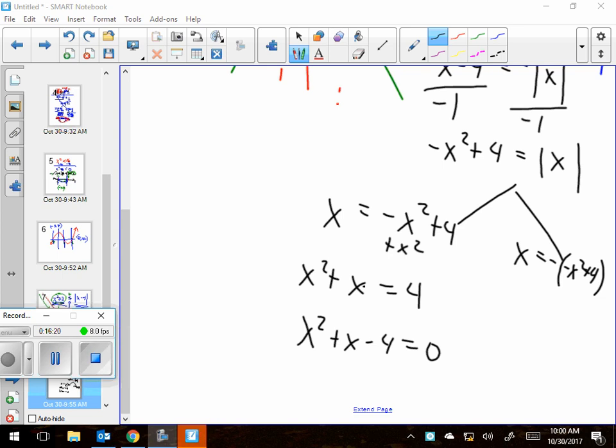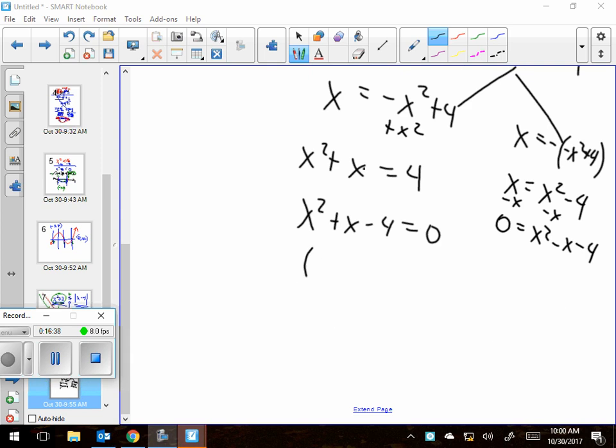And then over here, I have x equals x squared minus 4. So in this case, I'll say 0 equals, I'm going to subtract x from both sides. X squared minus x minus 4. If you can factor it, you should. How do I factor that 4 so that I'll have a 1 term in the middle? I don't think you can factor that.